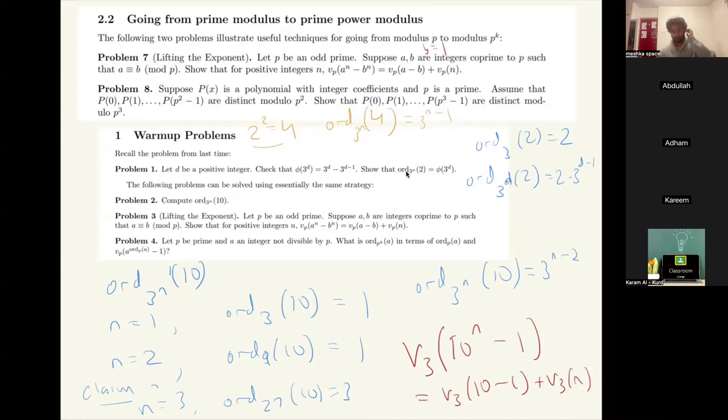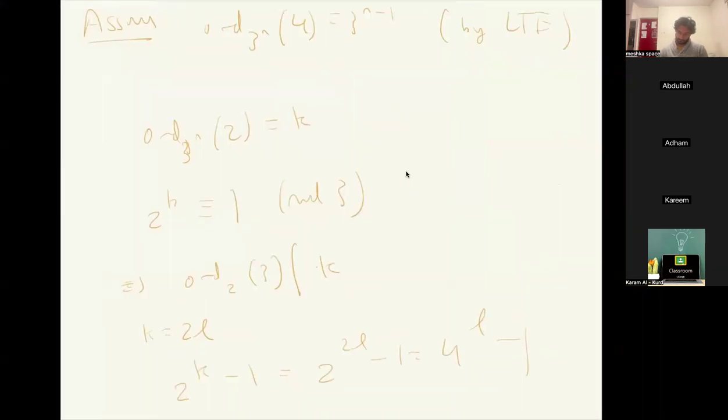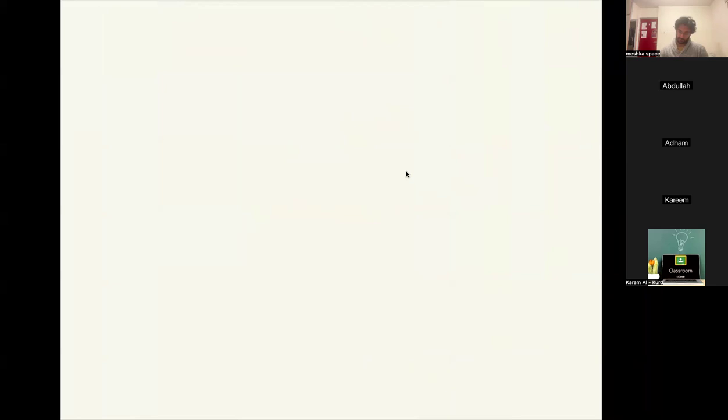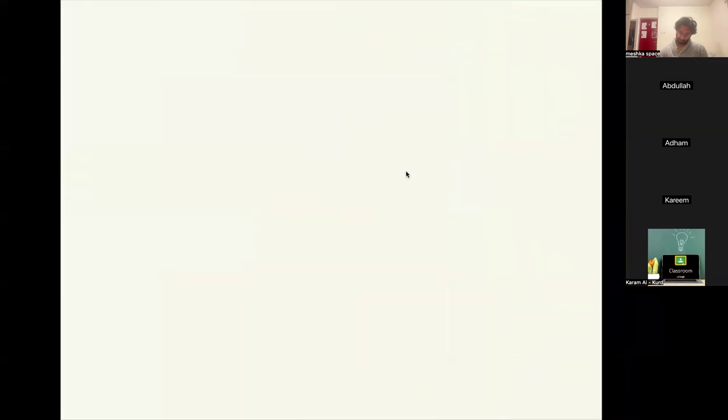Okay, so let's prove lifting the exponent, right? Do I have it anywhere? No, I don't. Okay, so let's recall all the hypotheses. I have p prime, a and b integers, and n is a positive integer, right? Okay.